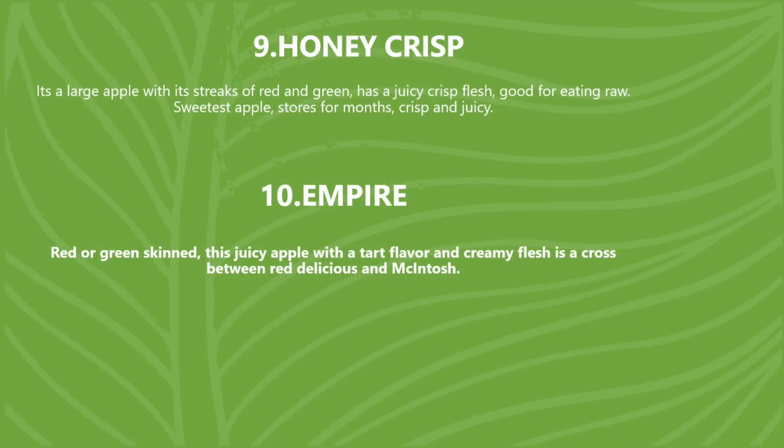Ninth is Honeycrisp. It's a large apple with streaks of red and green, has juicy, crisp flesh, is good for eating raw, is the sweetest apple, and stores for months. Tenth and the last is Empire, which is red or green skinned. This juicy apple with a tart flavor and creamy flesh is a cross between Red Delicious and Macintosh.